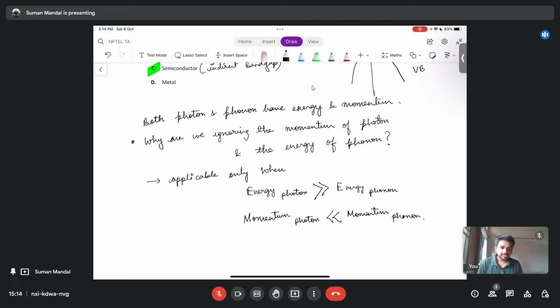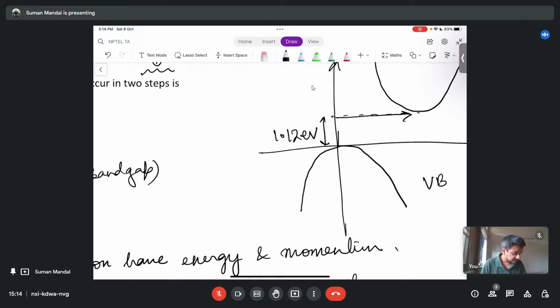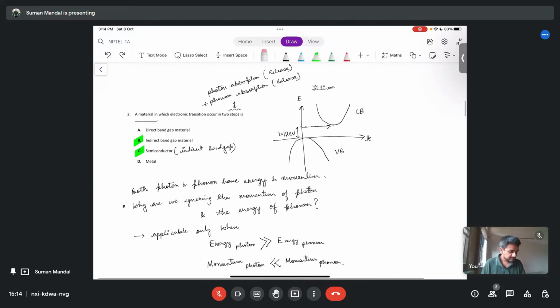So this is understood, right? Why am I saying this? Because we are ignoring, right? When we are saying that this is a vertical transition like this, we are ignoring the change in momentum. And when we are saying horizontal transitions like this, we are ignoring the change in energy.